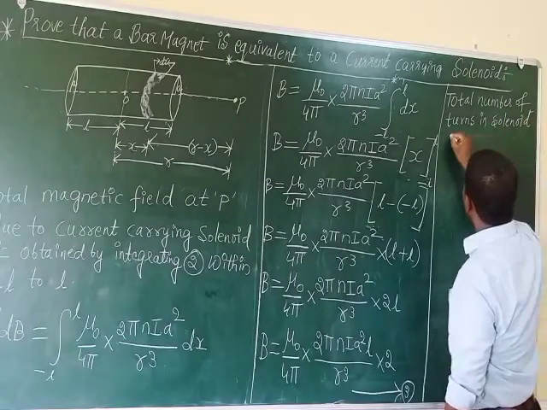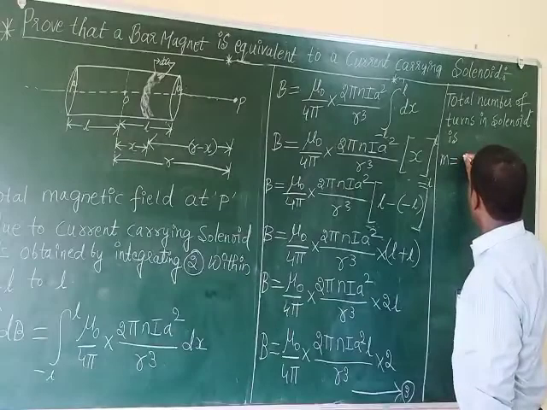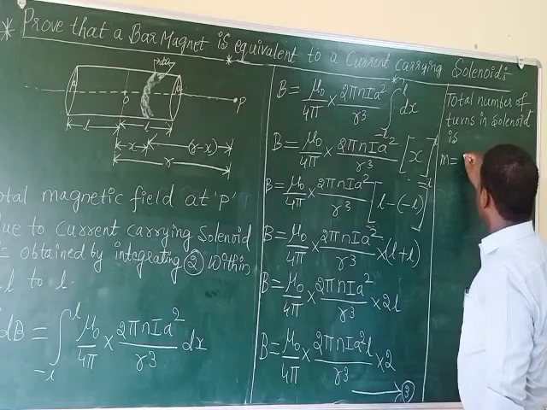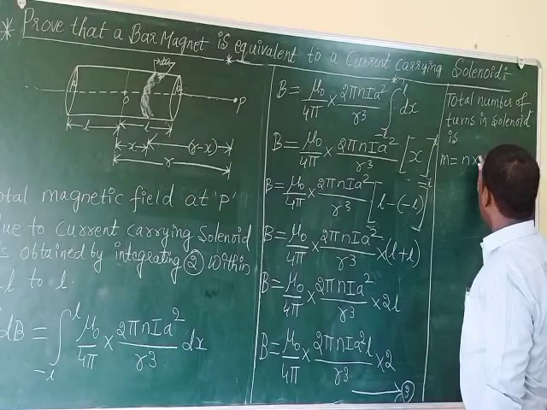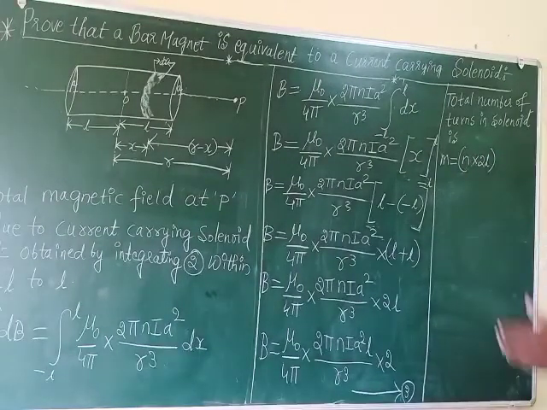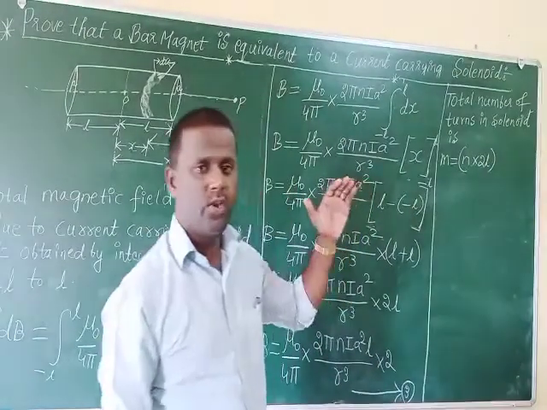Total number of turns in the solenoid is m equals n into 2L, the total length. Now, what should you find? Number of turns into length.